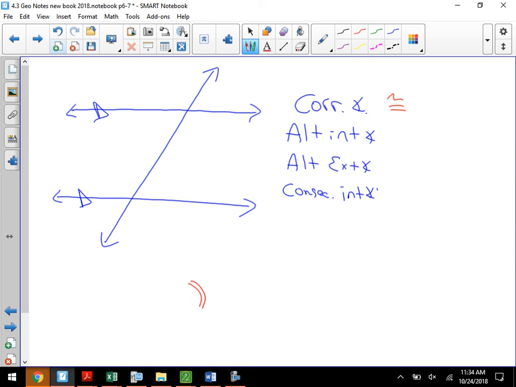Alternate interior. Well, are they on the outside of the lines or the inside of the lines? Inside. Alternate means they're on opposite sides, and those were congruent. Alternate exterior, same thing, but just on the outside. Those were congruent. But the last one, consecutive interior, those were always what? Supplementary.